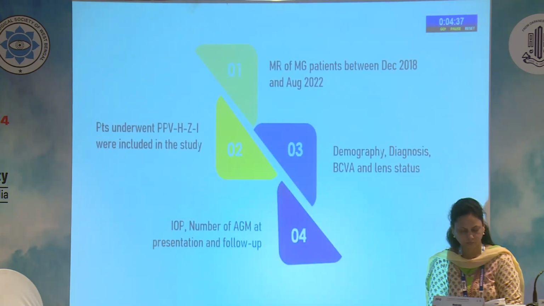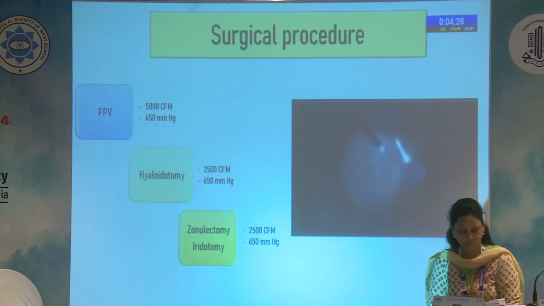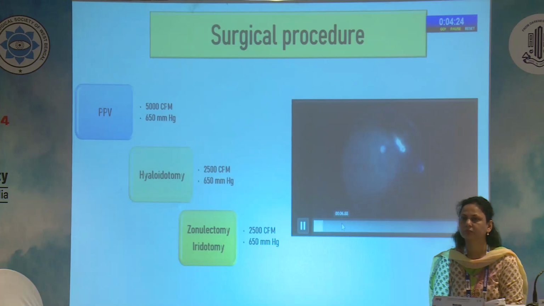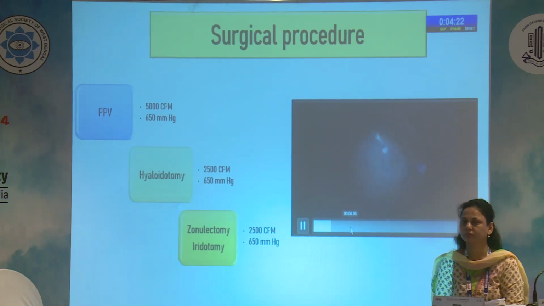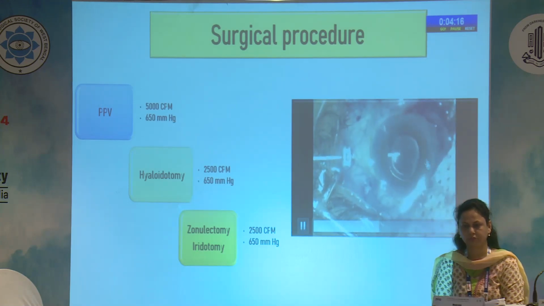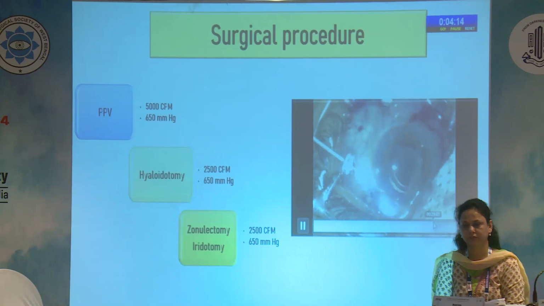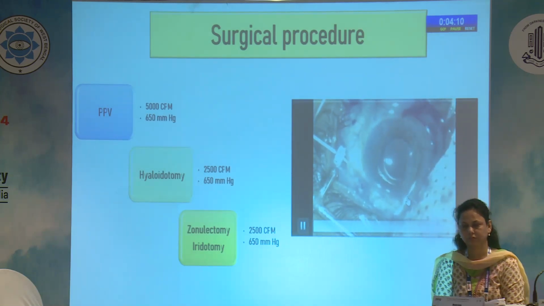The medical records of malignant glaucoma patients between December 2018 and August 2022 were collected. The patients who underwent the surgery were included in the study, and the IOP, number of anti-glaucoma medications, and presentation and follow-up were recorded. This is a surgical procedure where the plasma planar vitrectomy is done with a 5,000 cut rate and 650 aspiration rate. Then the hyalidotomy is done. And finally, the zonulectomy and iridotomy are done to make the eye unicameral.